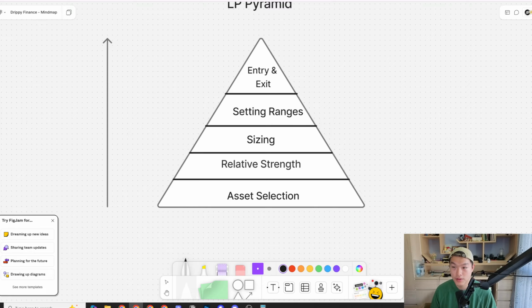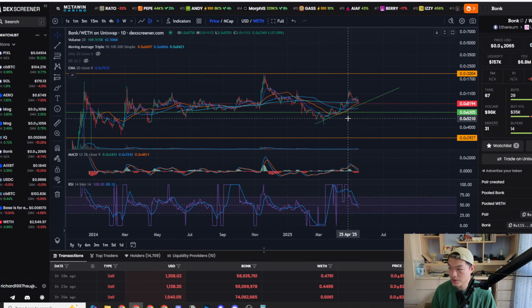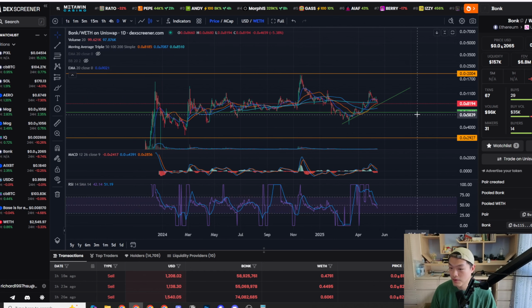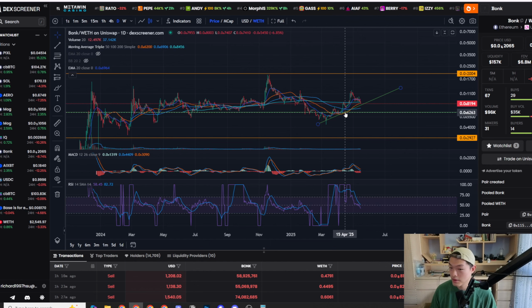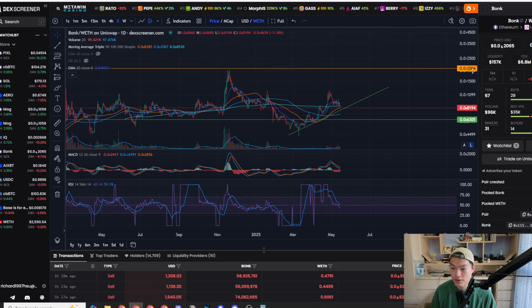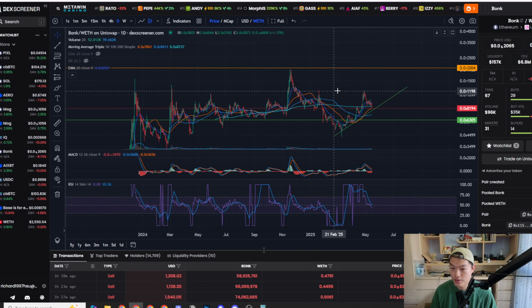So that's the entry. You want to try to get a good entry. And personally, I find trendline entries to be a little bit unreliable. So now I mainly focus on horizontal areas of support. You could see I entered at an area of support, and then I can choose to exit at an area of resistance if I want to. For example, this was actually an area of resistance that I could have exited, but I'm bullish on this project long term, so I'm not going to exit.